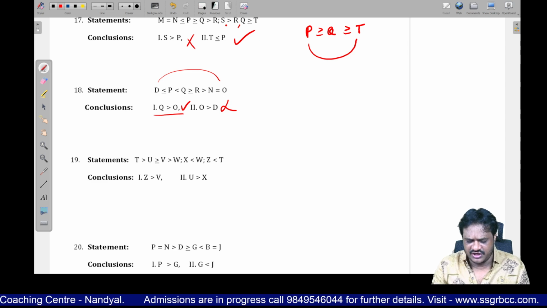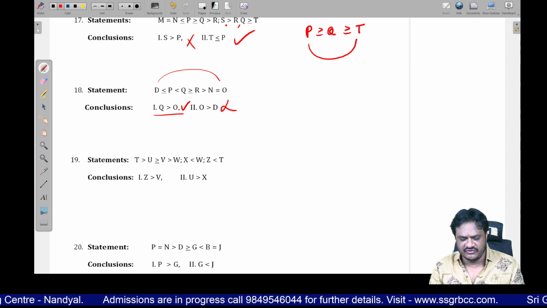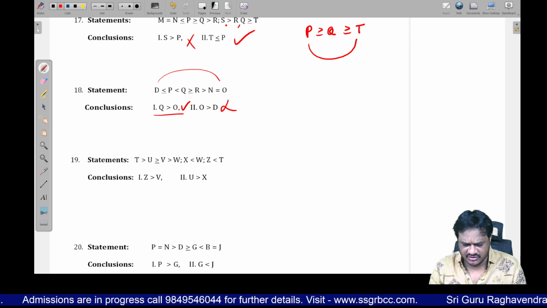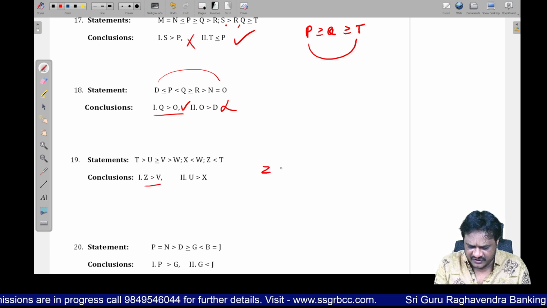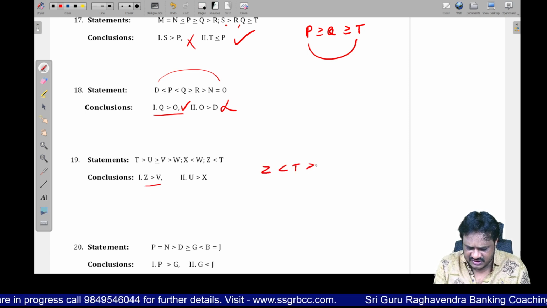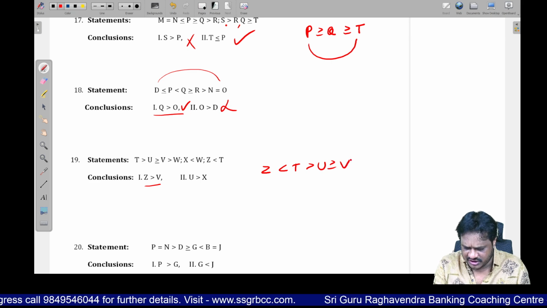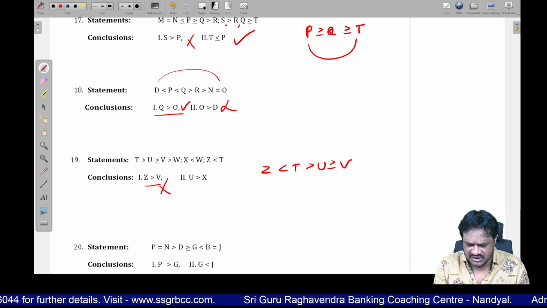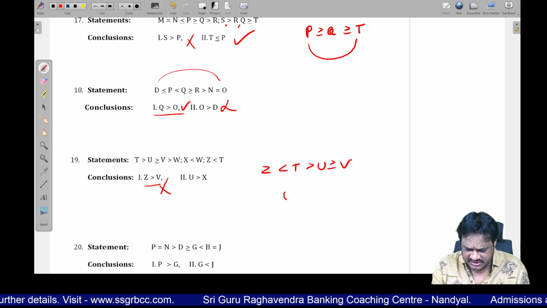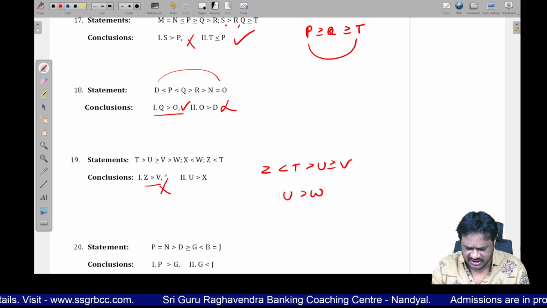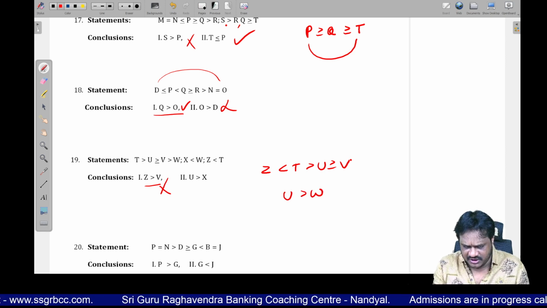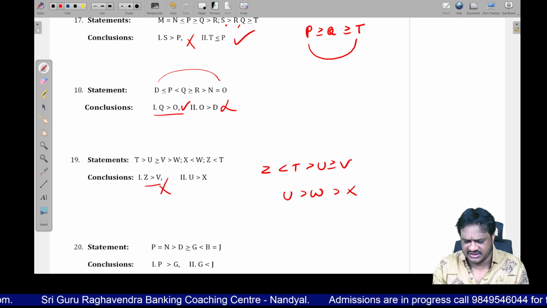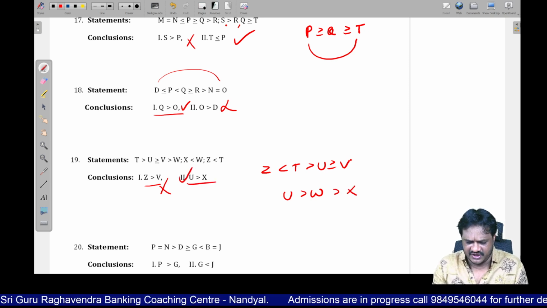T greater than U, U greater than or equal to V, V greater than W, X less than W, Z less than T. Now, Z greater than V. First, Z less than T, T greater than U, U greater than or equal to V. Therefore, first one does not follow since there is no common symbol. U greater than X. U to W, the symbol is greater. X to W, the symbol is lesser. X less than W means W greater than X. Therefore, U greater than X definitely follows.